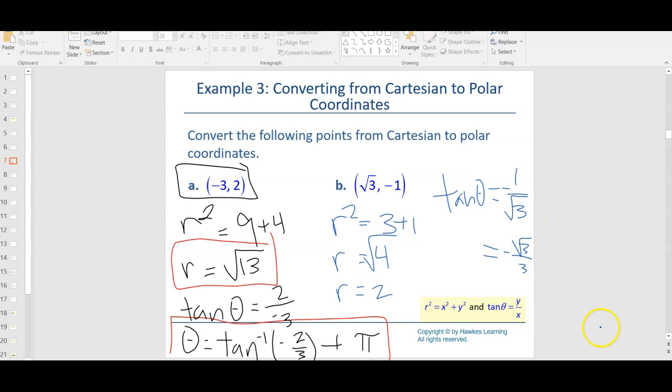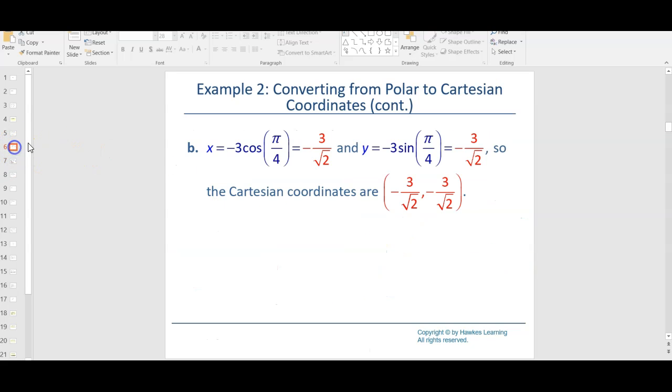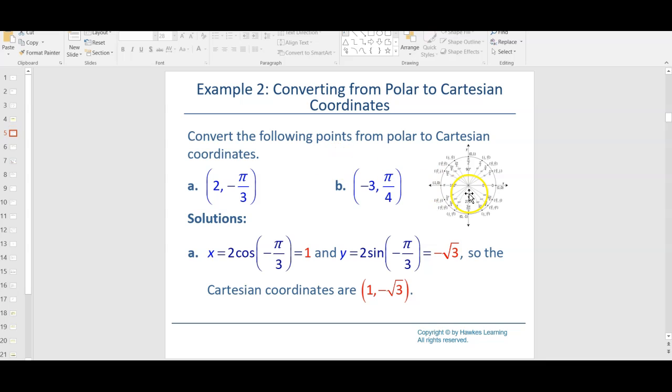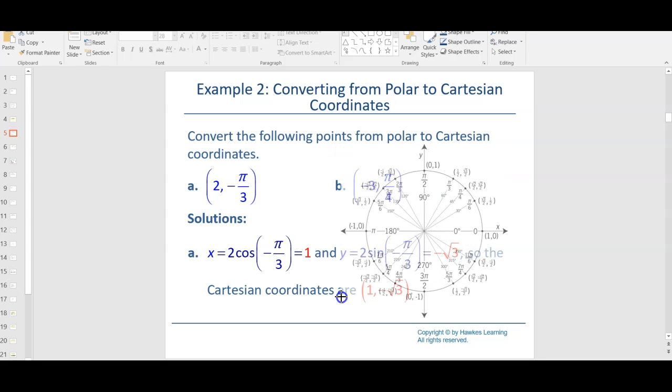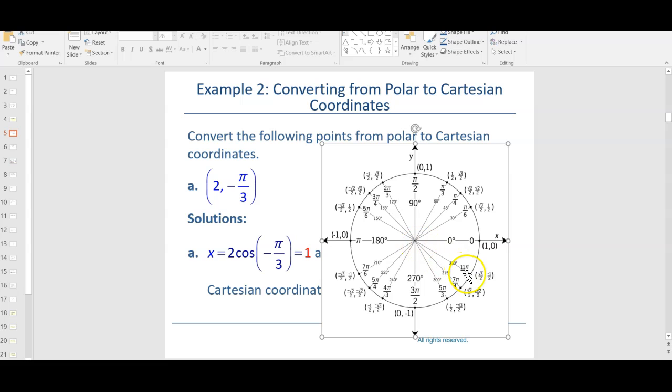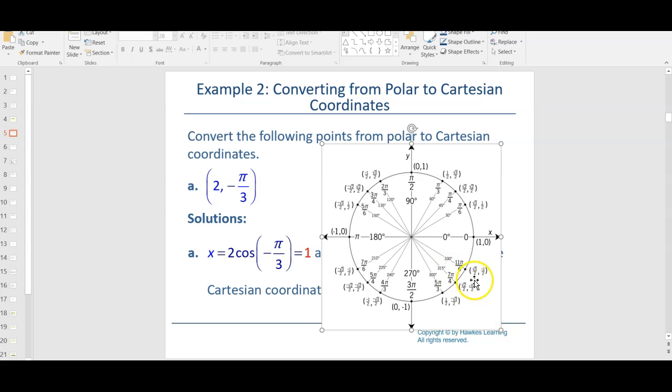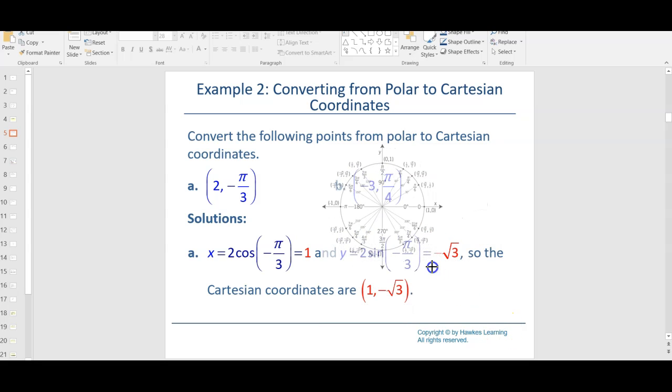What quadrant are we in? Once again, look here. We're to the right, that's positive, and down, that's negative. We're in quadrant 4. That's going to give me, arctangent would give me a negative angle. But I can use my unit circle. I can go back and look at my unit circle and see in quadrant 4, when we have that negative square root of 3 over 3, that's this one right here. So 11 pi over 6 is our theta.